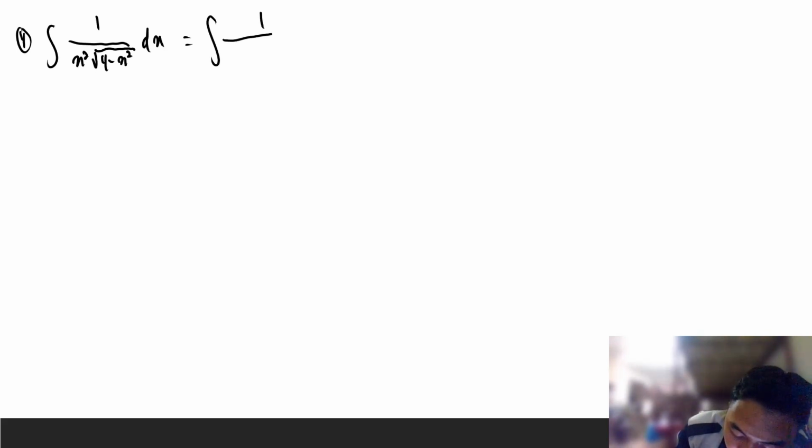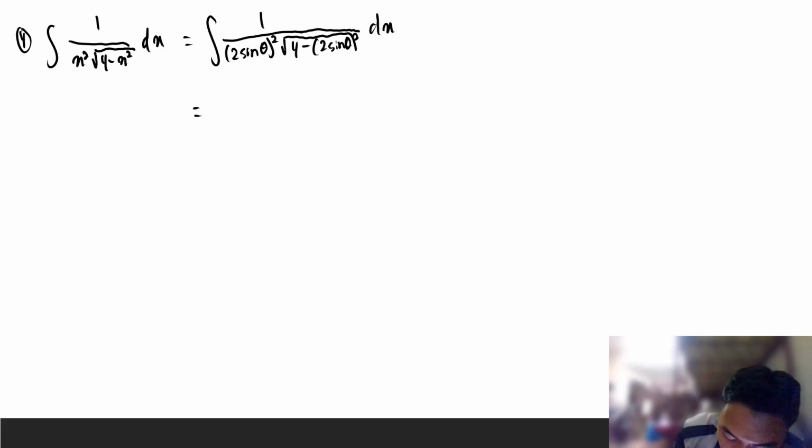For the fourth step, I substitute the x with the trigonometric equation given in the question. So the integral of 1 over x squared square root of 4 minus x squared dx becomes, substituting the x with the trigonometric equation, 1 over sine squared theta, square root of 4 minus 2 sine theta squared, dx.